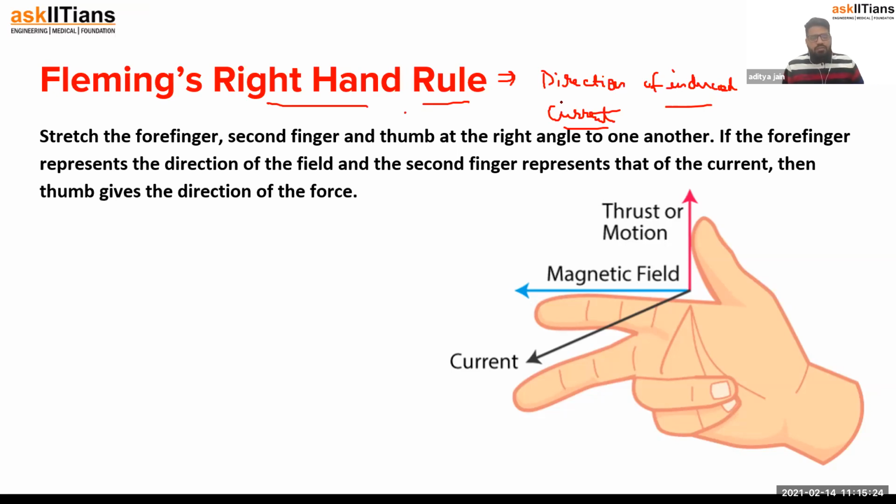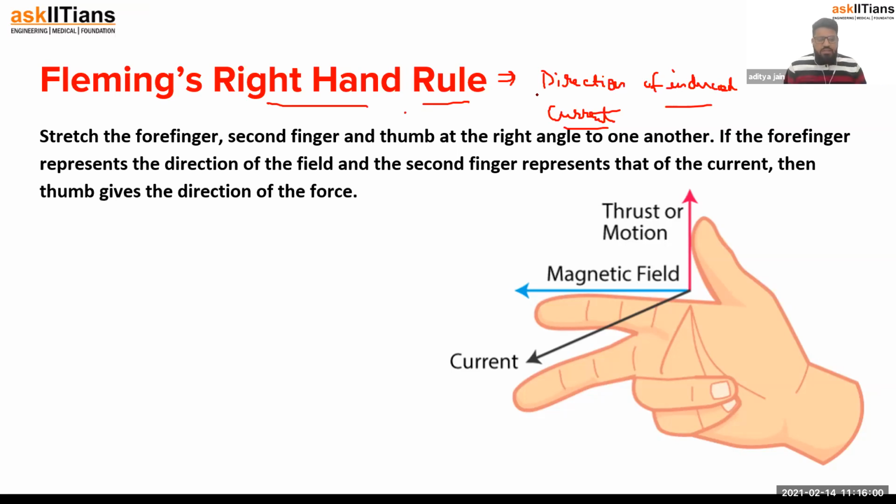So what does Fleming's right-hand rule say? If you stretch the forefinger, thumb, and second finger of your right hand mutually perpendicular to each other, and the forefinger represents the direction of magnetic field, and the thumb gives the direction of motion of the conductor, then the middle finger will give you the direction of induced current.